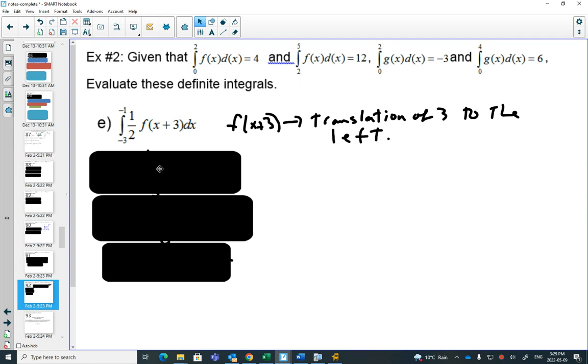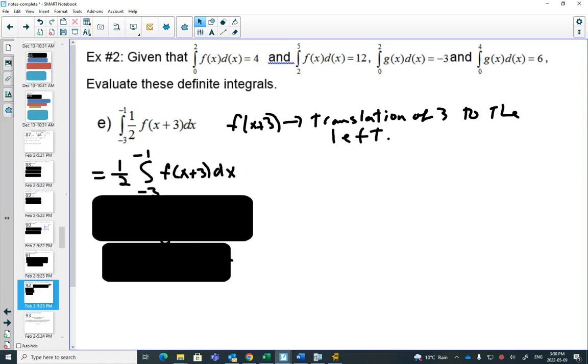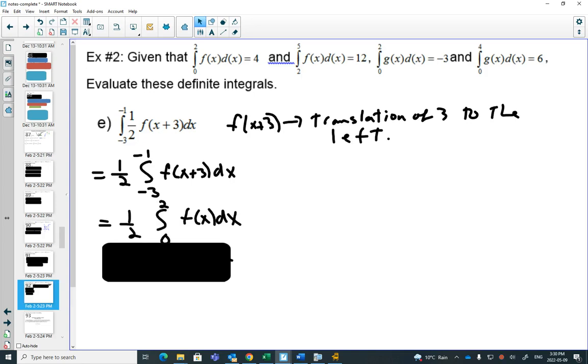F of x plus 3 is f of x translated 3 to the left. So this is the same as thinking from 0 to 2 of the original function.